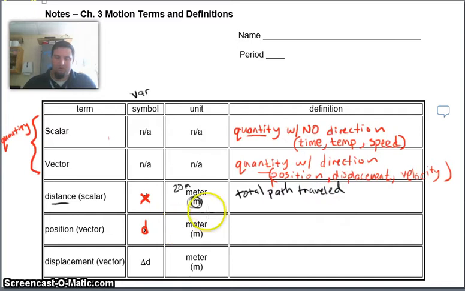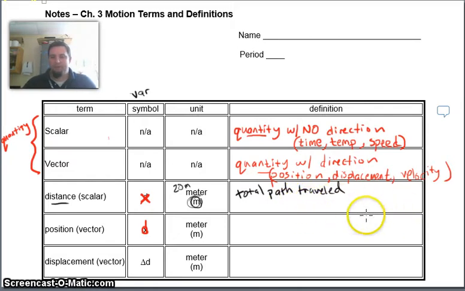Total path traveled. So in your car, your odometer measures how far your car has traveled. It doesn't tell you where it's traveled, so it just says your car has traveled 100,000 miles, but it doesn't tell you in what direction.